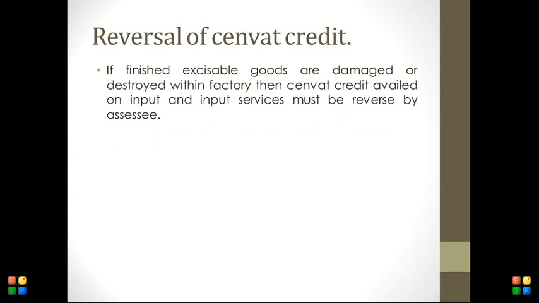Next one is, if finished excisable goods are damaged or destroyed within the factory, then the Cenvat credit availed on inputs or input services must be reversed by the assessee. With the help of this raw material, if we prepare some finished goods and these finished goods are damaged or destroyed within the factory, then such Cenvat credit availed, that means the duties paid on inputs, will be reversed to the extent it is reduced.